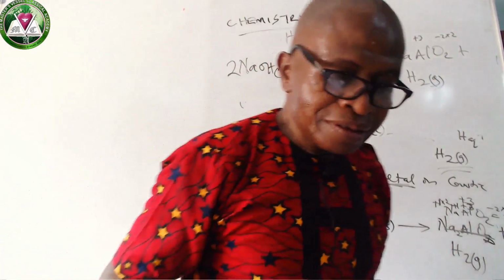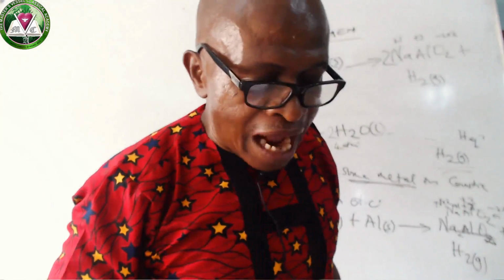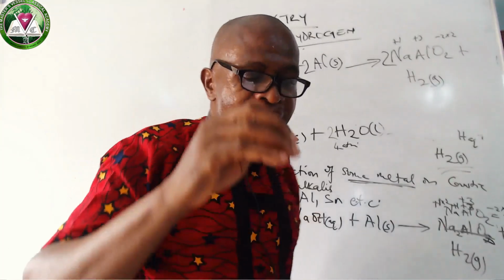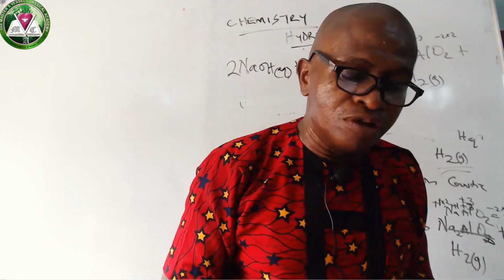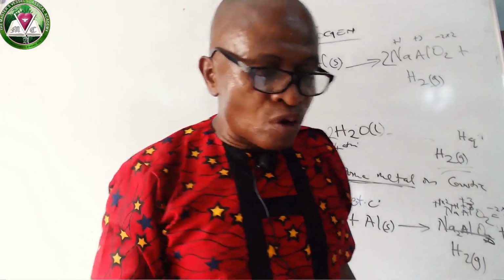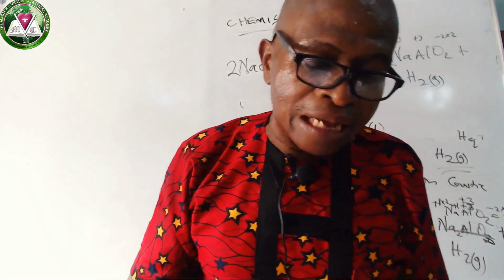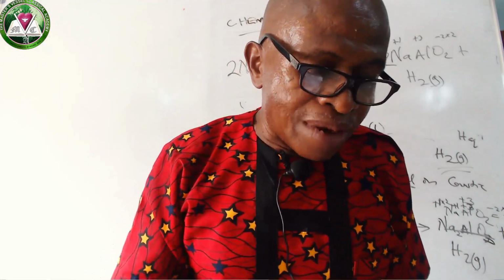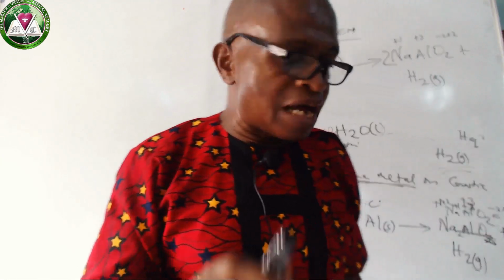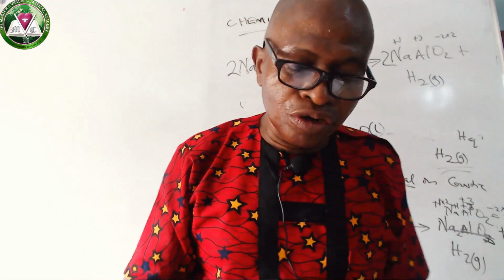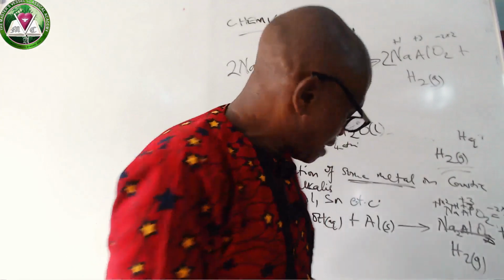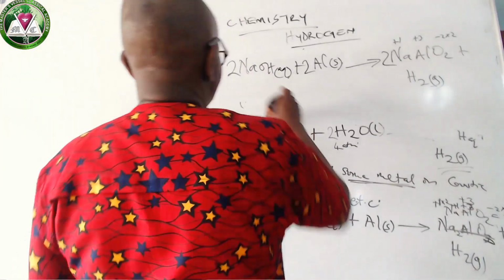Well, we'll go to the last one, action of steam on some metals. Remember in this preparation, the first one we said action of dilute acid on certain metals. Those certain metals are sodium and potassium. Then we talked about action of some metals on cold water. We talked about action of some metals with caustic alkalis, and we mentioned aluminium reacting with sodium hydroxide. Then the next one is action of some metals on steam. That is the fourth one.